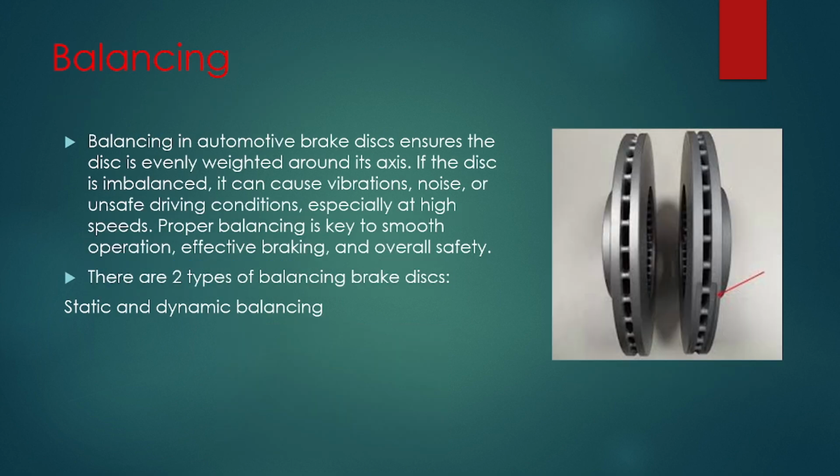So, balancing. Why does balance matter? If the disc is too heavy on one side, the entire car can become a bit of a juddering handful when you must brake and slow it down. This can be dangerous. Balancing ensures the disc rotates evenly. There are two types of brake disc balancing: static and dynamic balancing.